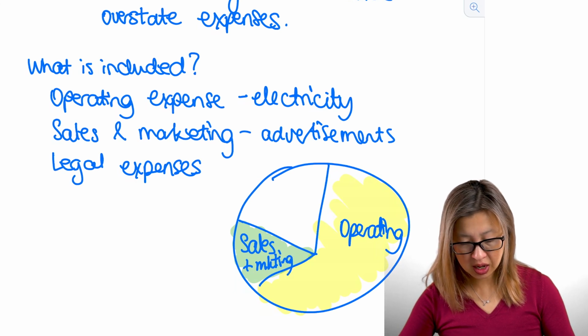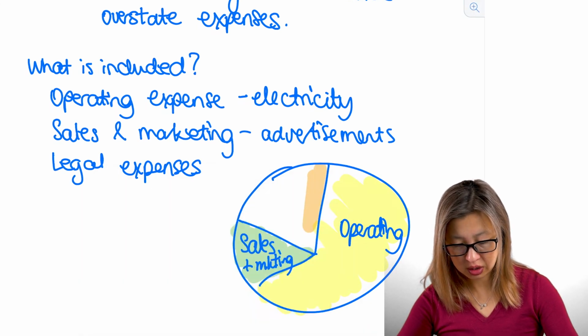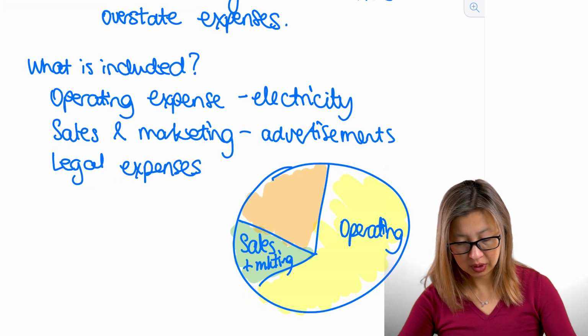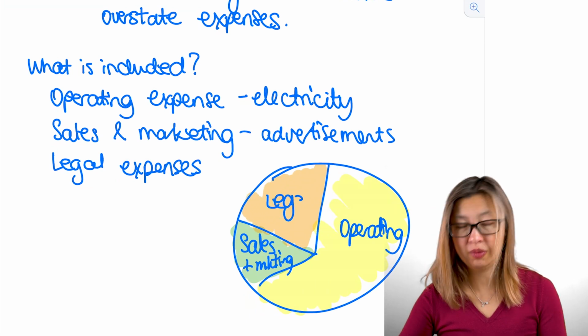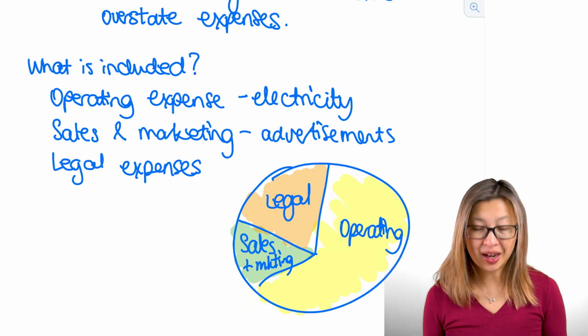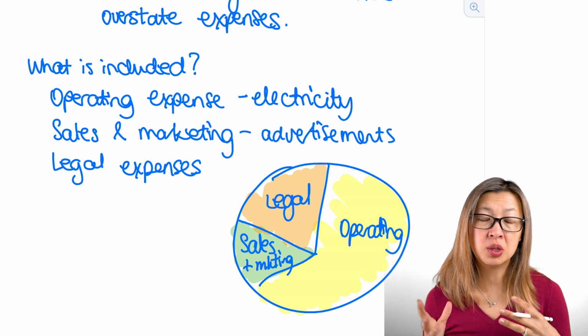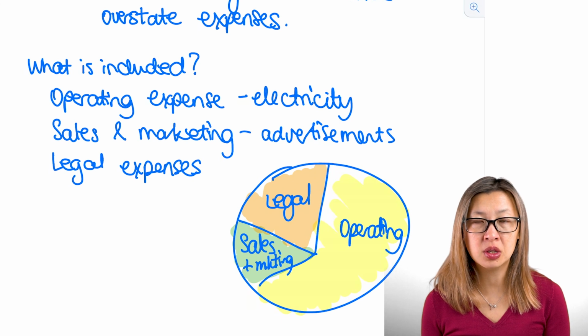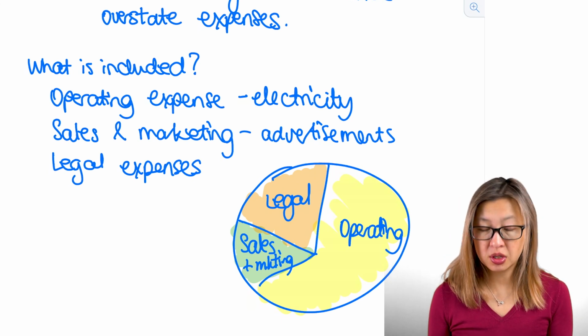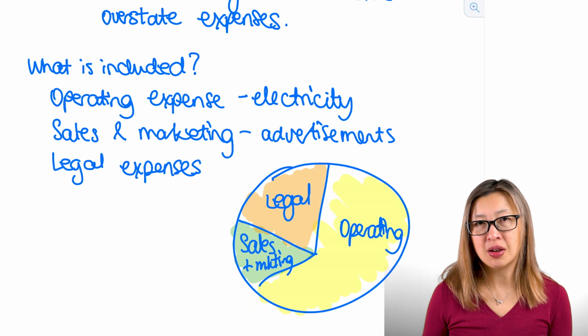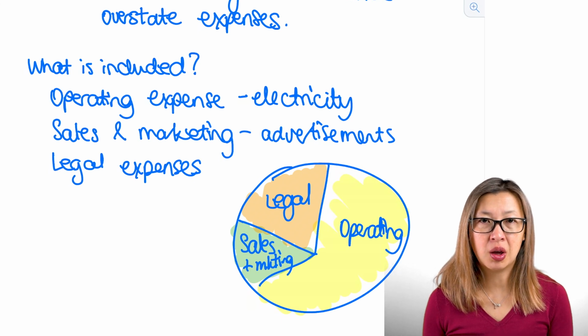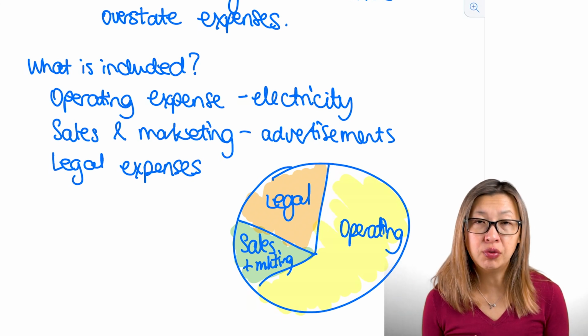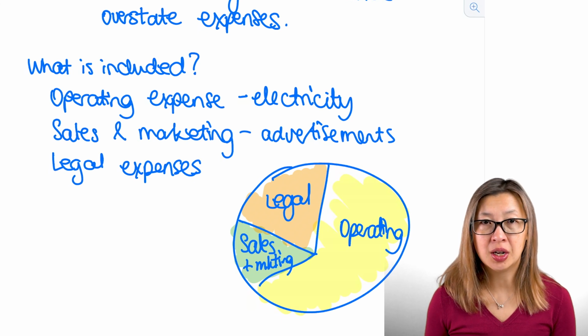All right, and then over here, you might have legal. All right, so I'm just guessing here. But in this particular instance, you'd want to spend more on your operating expenses and potentially legal expenses, and then slightly less on your sales and marketing, only because they tend to be a little bit smaller. And you want to try and get as much coverage of your population as possible.